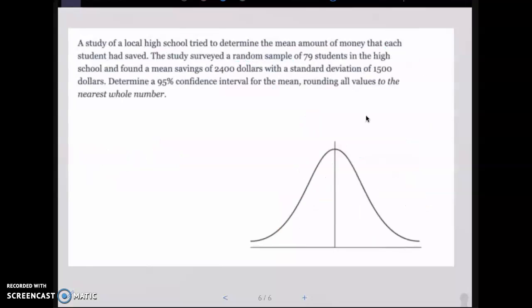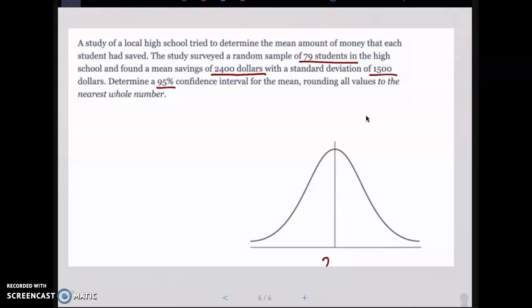Got one more for you. A student at a local high school tried to determine the mean amount of money that each student has saved. The student surveyed a random sample of 79 students. Again, I would definitely recommend underlining the important stuff. And found that the mean savings is $2,400 with a standard deviation of $1,500. Determine the 95% confidence interval. We're going to round everything to the nearest whole number again.